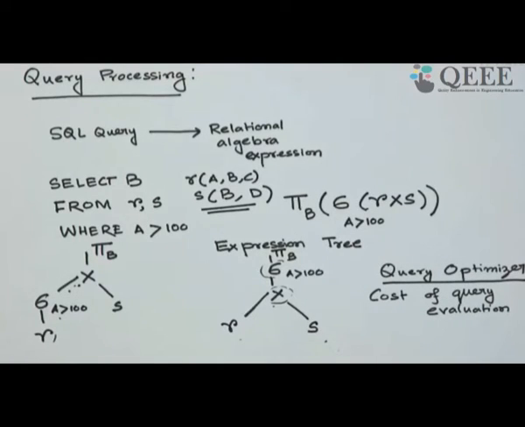This is the job of the query optimizer. Query optimization is one of the hardest problems in database management systems, finding the optimal query. It can be shown to be equivalent to an NP-hard problem.